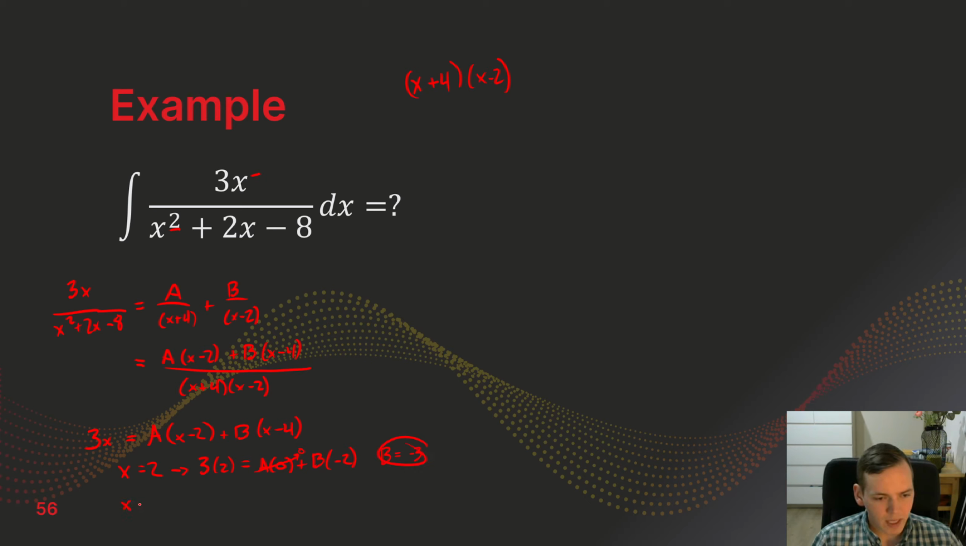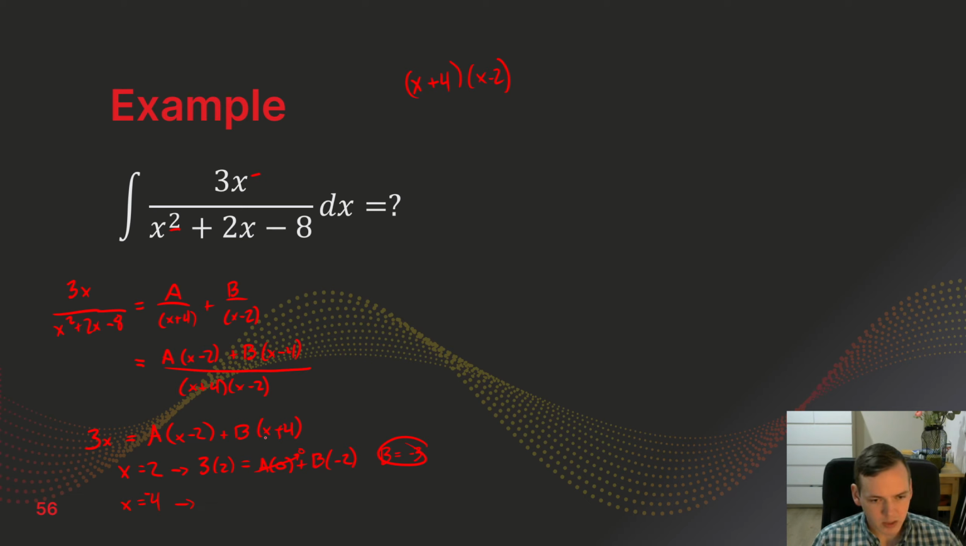And then if I pick x is equal to negative 4, that will give me 3 times negative 4 is equal to A times negative 4 minus 2. Sorry, this is a complete mess. Let me restart that and double check everything.